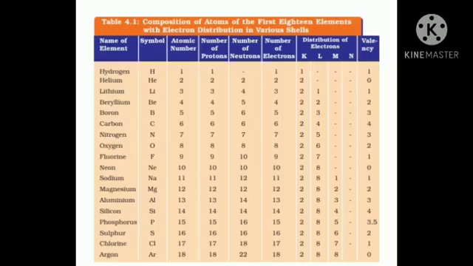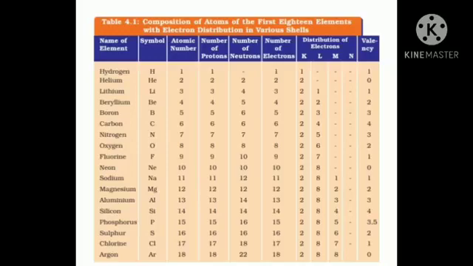Chlorine, Cl, atomic number 17. So protons and electrons are 17. Number of neutrons 18. Distribution of electrons in K, L and M are 2, 8 and 7 respectively. 7 in the outermost shell, so that is the valence electrons. The shell is called the valence shell. 8 minus 7 equals 1. 1 is the valency.